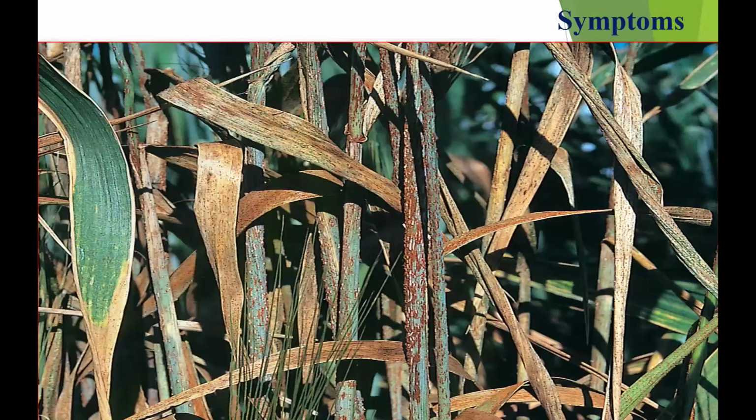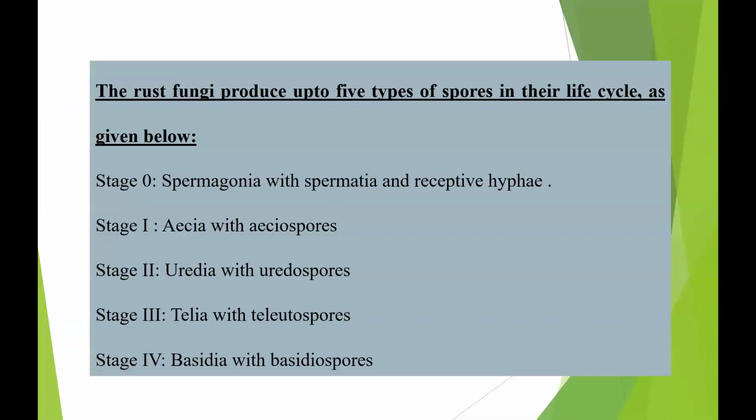These are the five spores I was talking about, due to which it is called a macrocyclic fungus. The stage zero was discovered last, so it was named accordingly, which is spermogonia with spermatia and receptive hyphae. This is the pycnial stage, and stage one is known as the aecial stage, which contains aeciospores, the second stage is the uredial stage, the third one is the telial stage, and the fourth one is the basidial stage.